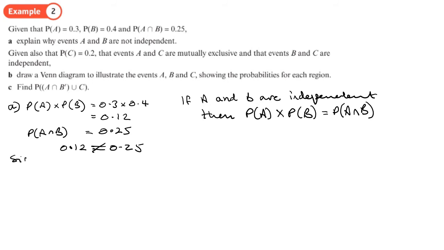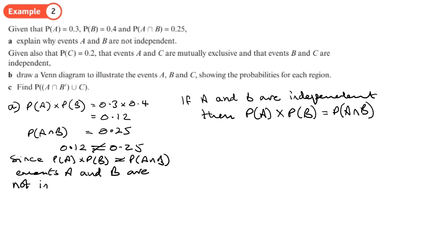So you'd write something like, since this does not equal this, events A and B are not independent, which basically means one event affects the other. So if one thing happens, it's going to affect what happens with the other one. They're not completely independent. Right, and then this is given that probability C is 0.2. Events A and C are mutually exclusive. B and C are independent. Draw a Venn diagram.